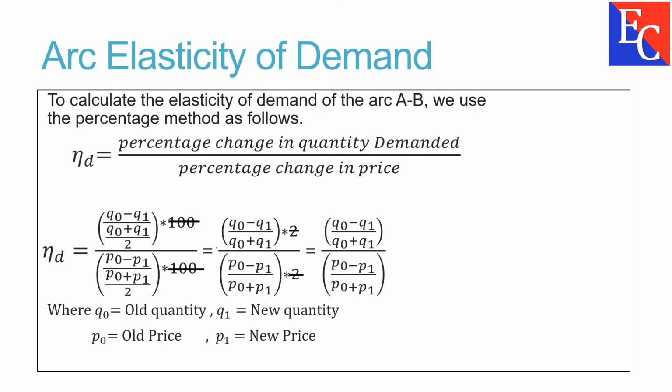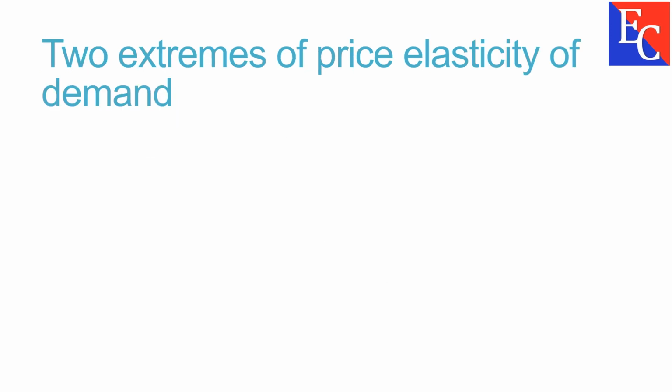To calculate the elasticity of demand of the arc AB, we use the percentage method as follows, where percentage change in quantity demanded is equal to Q0 minus Q1 divided by Q0 plus Q1, and percentage change in price is equal to P0 minus P1 divided by P0 plus P1, where Q0 is old quantity, Q1 is new quantity, P0 is old price, P1 is new price.